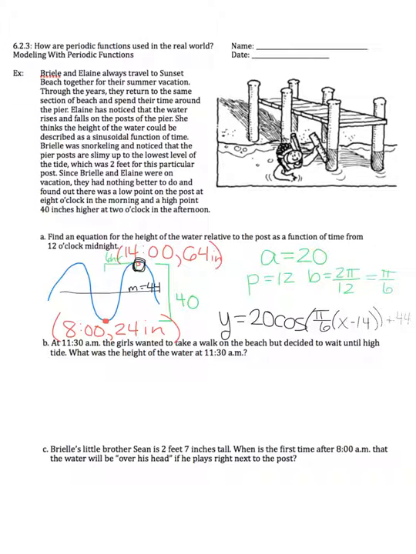All right, the next couple questions are asking us to do some predicting. So it says at 11:30 a.m. the girls wanted to take a walk on the beach but decided to wait until high tide. What was the height of the water at 11:30 a.m.? So this one's not so bad because this is a time, so all we have to do is plug it in for the place of x. 11:30 a.m. would be 11 and a half hours after midnight. So all you want to do is take your calculator and plug in 11 and a half for the place of x.